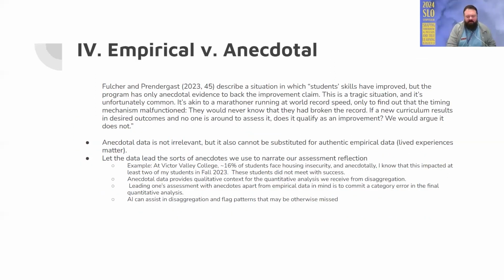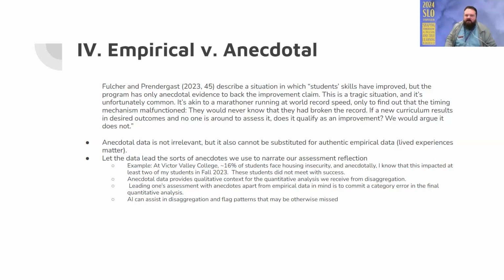Here we have another issue that I think we're all familiar with, something that holds back assessment in some ways. This is the difference between the empirical and the anecdotal. And I love how Fulker and Pendergast put this problem. They describe a situation in which, quote, students' skills have improved, but the program has only anecdotal evidence to back up the improvement claim. This is a tragic situation, and it's unfortunately common.